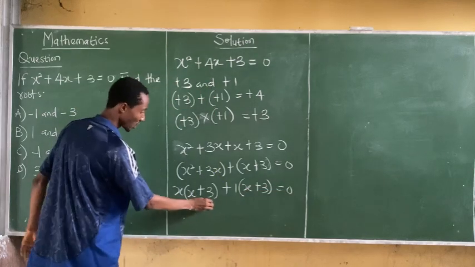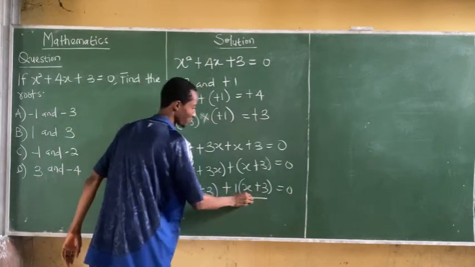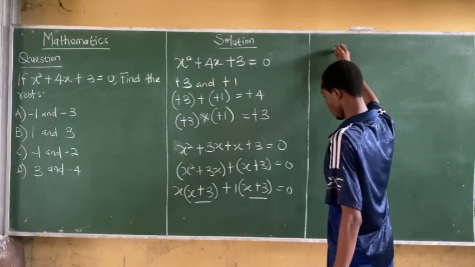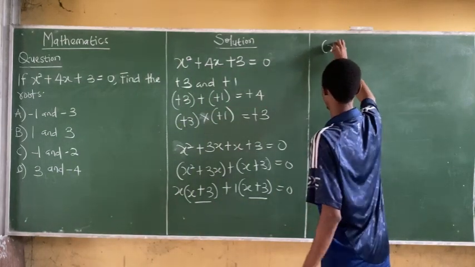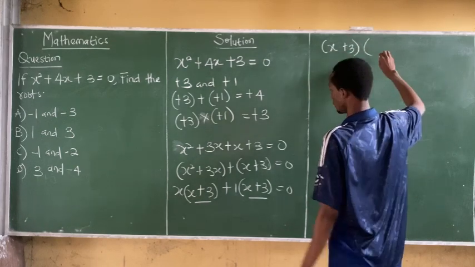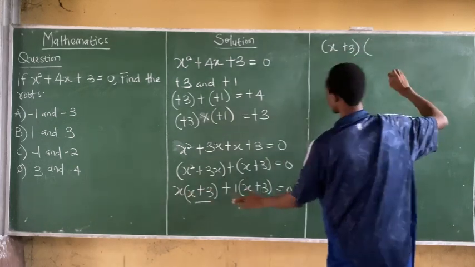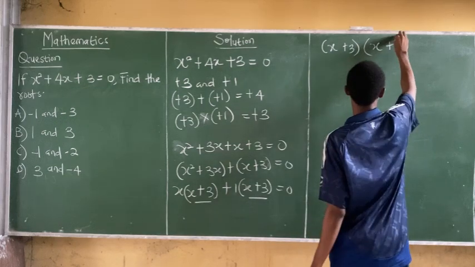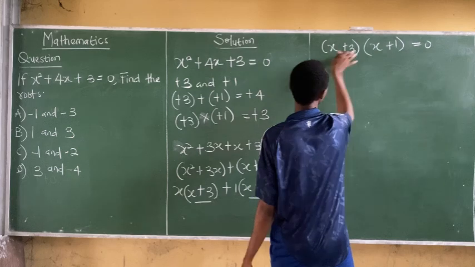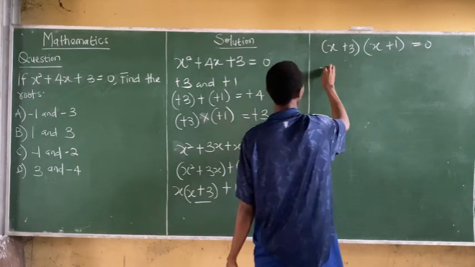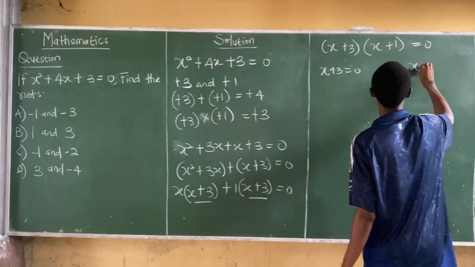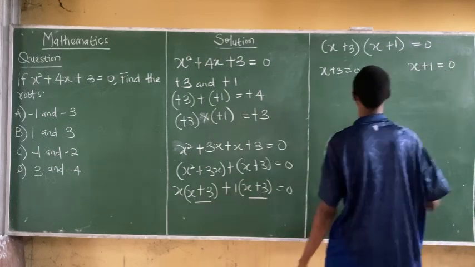Now, if you observe, what we have in this bracket is the same as what we have here. So we pick 1. We have x plus 3, and we have what? The one outside the bracket, x plus 1, which is equal to 0. Now, if we equate this to 0 and equate this to 0, we have that x plus 3 is equal to 0, and here we have x plus 1 is equal to 0.